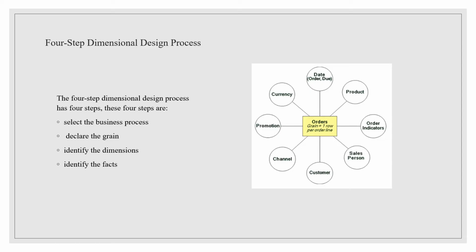Now we're going to talk about the four-step dimensional design process. The four steps are: select the business process, declare the grain, identify the dimensions, identify the facts. As you all may know, designing a dimensional model can be both terrifying and time-consuming. If we follow the four-step dimensional design process, we can surely succeed in making a dimensional model that will fit Dawson's Sports and Outdoors' every need.